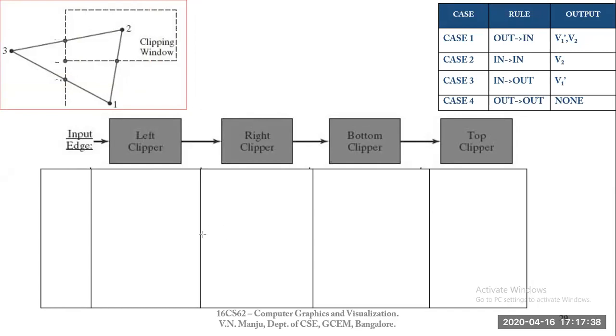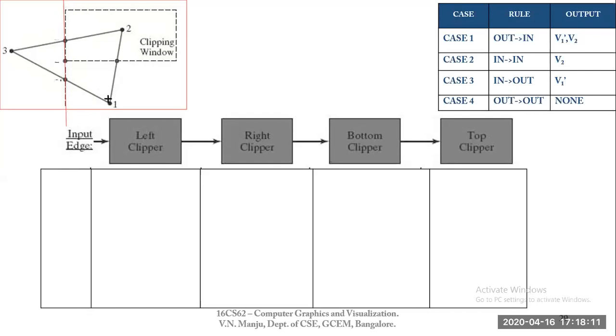We are first going to consider the edges. As I told you, every polygon clipping follows this order: left, right, bottom, top. So first, we are going with the left. Be clear: this is the left clipper. Everything left of this is the left clipper. You're not considering the bottom and the rest. This is the clipping window, but I'm just considering this as the left.